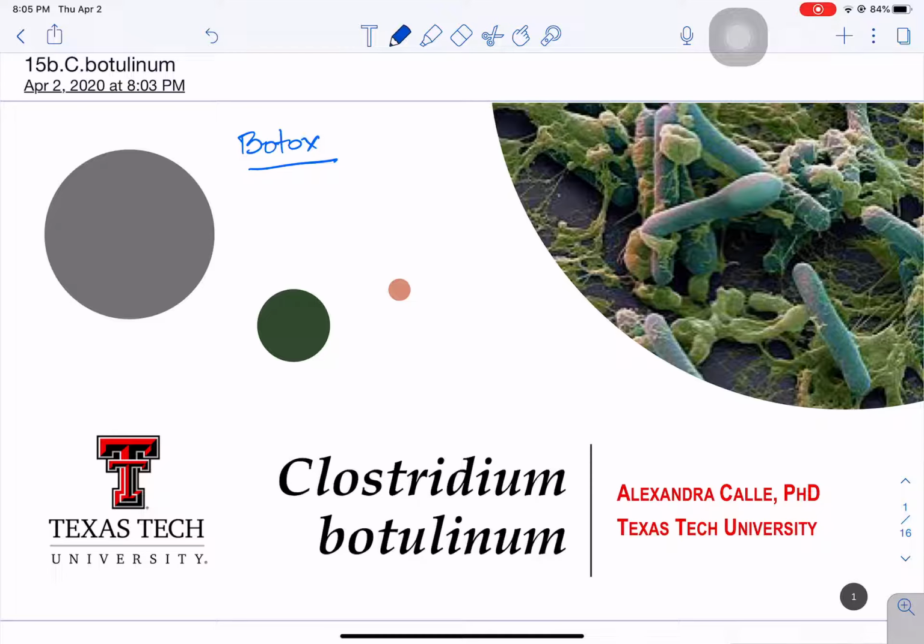So this Botox, and I cannot talk about how the treatment works, but all I can tell you is the Botox is the toxin from Clostridium botulinum. So they use this neurotoxin, and we're going to learn why or how that toxin works, and that might make a little bit more sense.